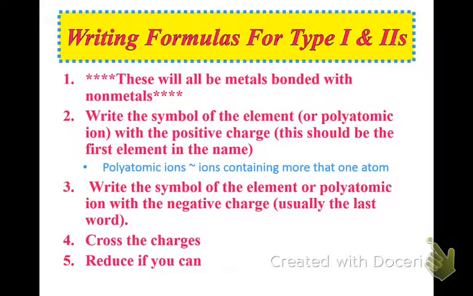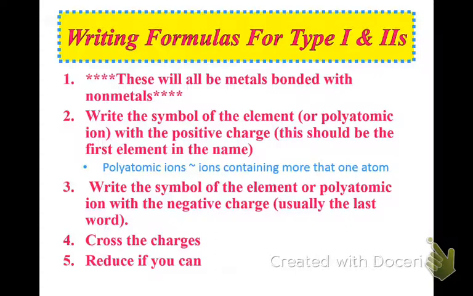Now, here are the basic steps. Running through this might be confusing, but if you need to go back and say, hey, what's my step by step? So, first of all, step 1, look at it. This will be a metal with a non-metal, okay? Step 2 will be write the symbol of the element or polyatomic, again, that'll make more sense as we go along, with the positive charge first in the name.